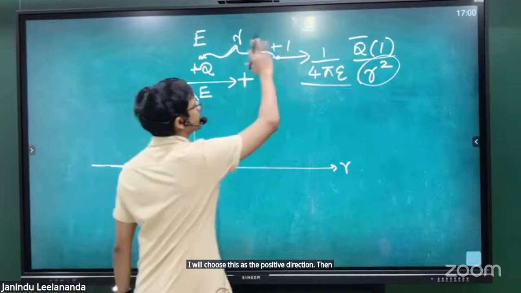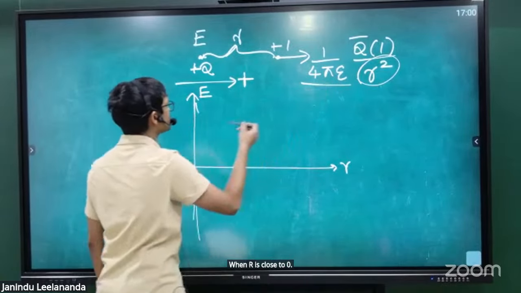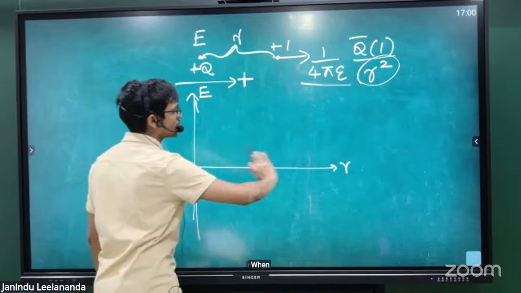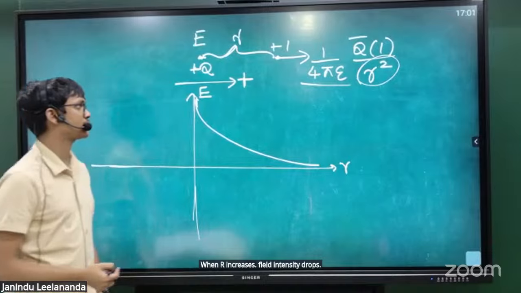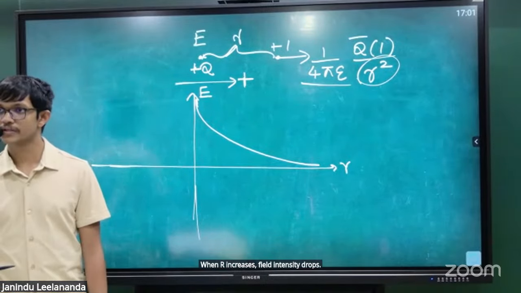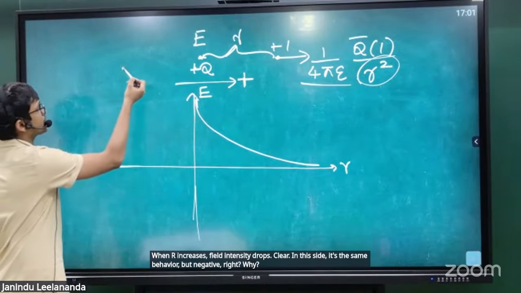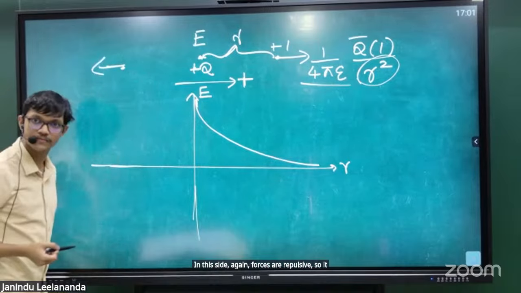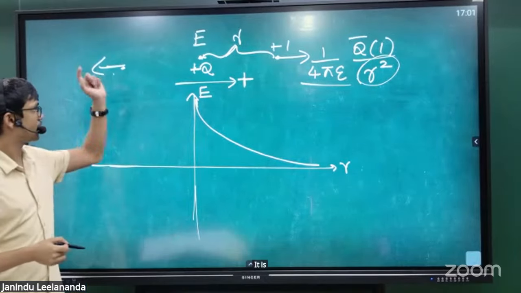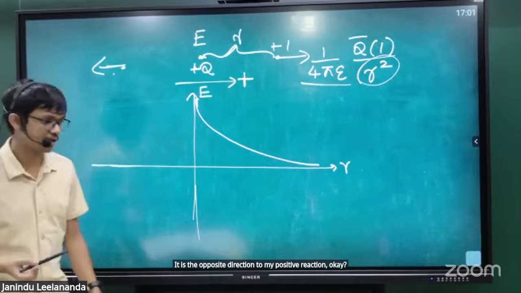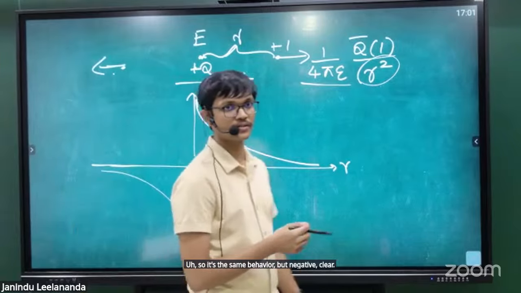Then on this side, it is positive, because it's in that direction. When r is close to 0, this shoots to infinity. When r increases, field intensity drops. On this side, it's the same behavior but negative. Why? On this side, again, forces are repulsive, so it's in the opposite direction to my positive direction. So it's the same behavior but negative.